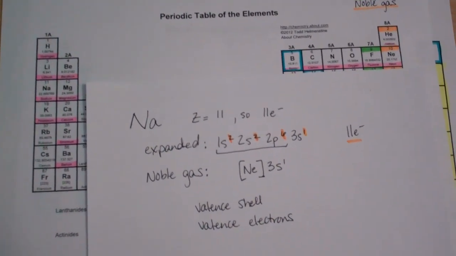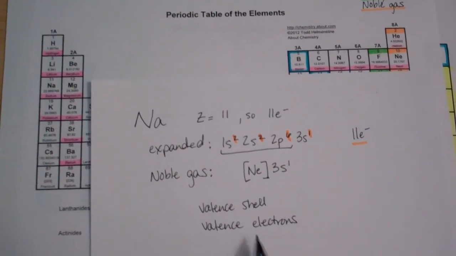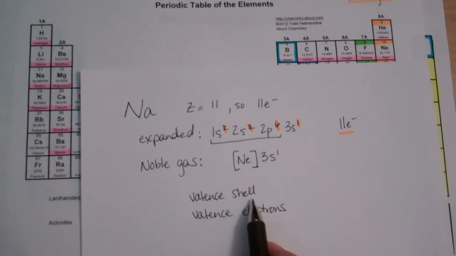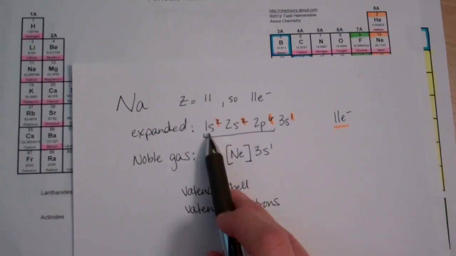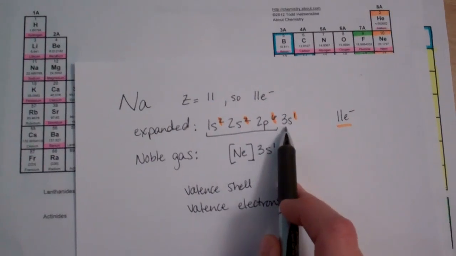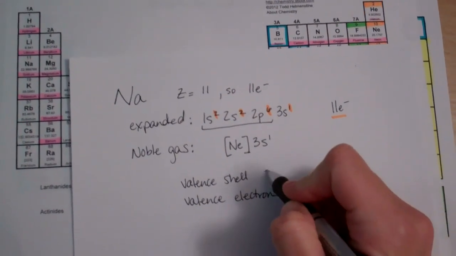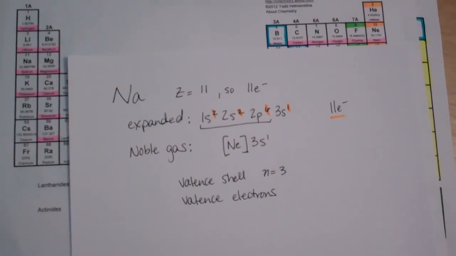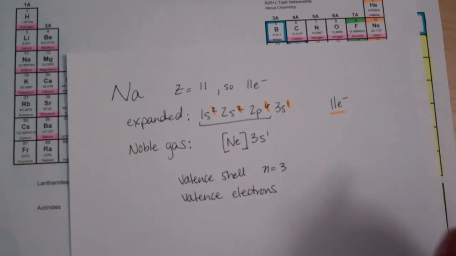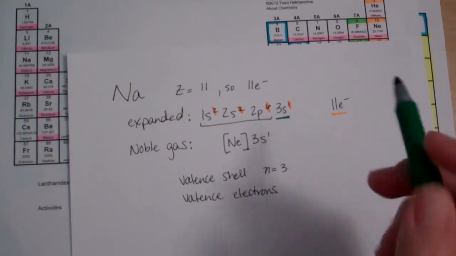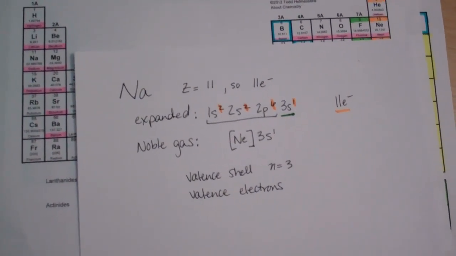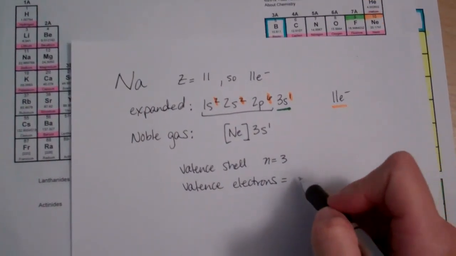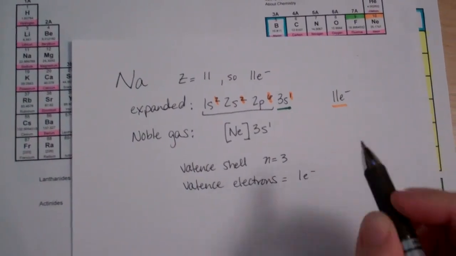We can also find the valence shell electrons, and the valence shell is the highest value of n. If we look at our expanded notation, the highest value of n is n equals 3. So our third shell is our valence shell. We count the number of electrons in that shell, and we only have 1 electron in the n equals 3 shell, so we have 1 valence electron.